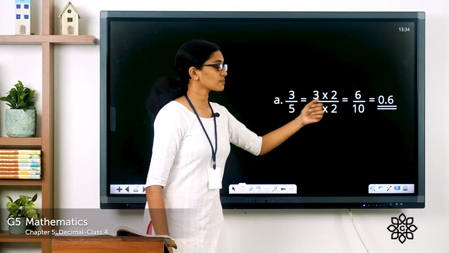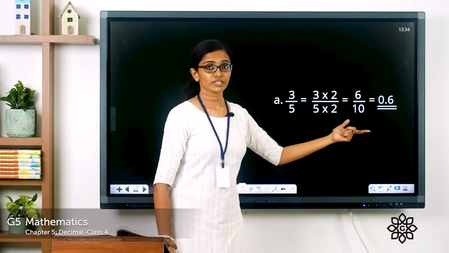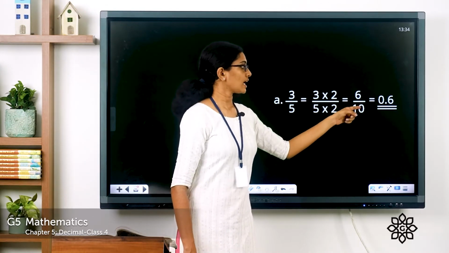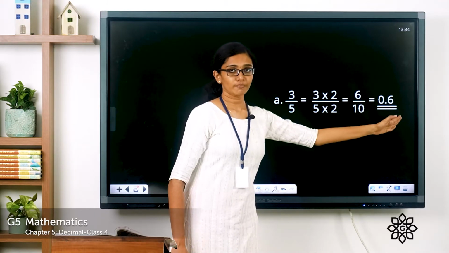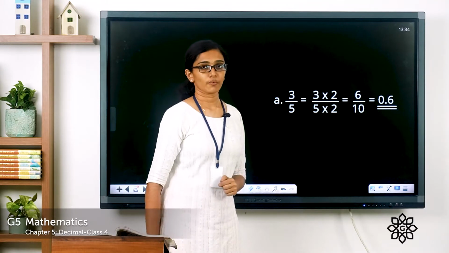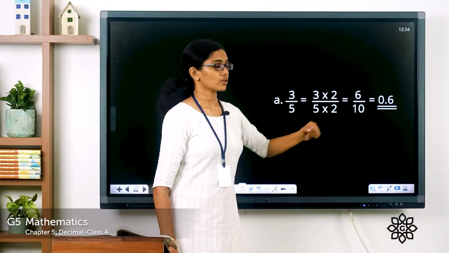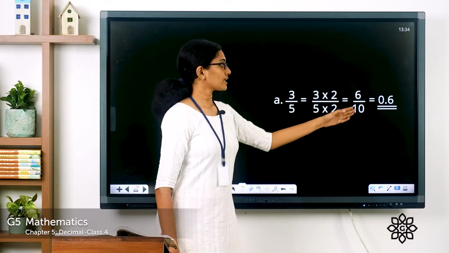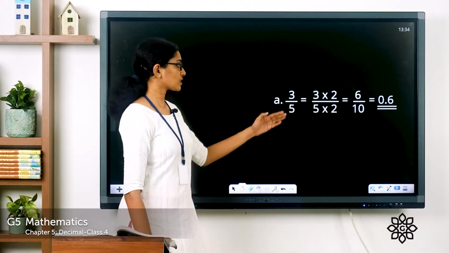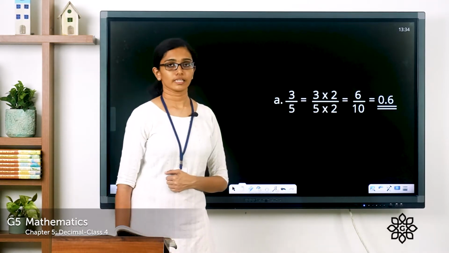So what is 6 by 10? How do you write that as a decimal? How many zeros are there in the denominator? 1. So you write 6 and count one place from the right to the left and put the decimal point there. And since you don't have the whole number part, put 0 there. So 6 by 10 is equal to 0.6. So the fraction 3 by 5 is equal to 0.6.